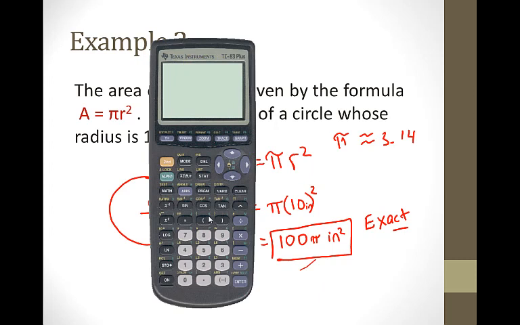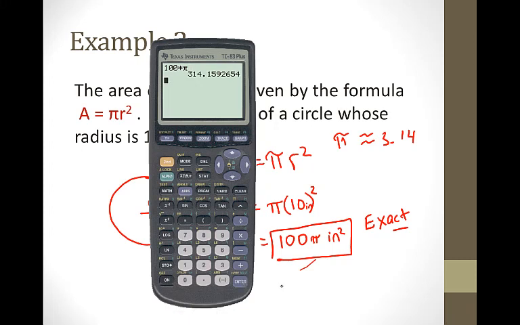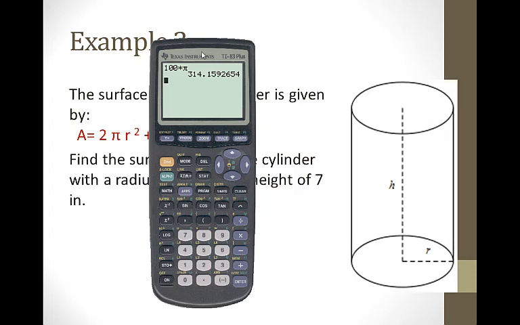So if I wanted to find the approximation, I would just put in 100 times, here's my pi button, press second and the little caret, and press enter. And we get, so the approximate answer would be 314.16, if they tell us to round to the nearest hundredth or something like that. Okay, let me pull this calculator down.